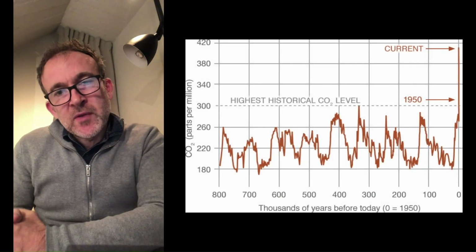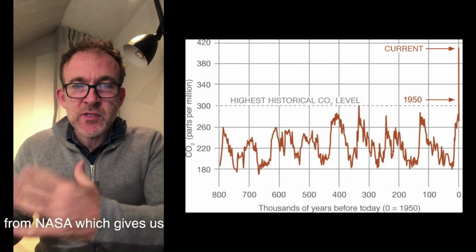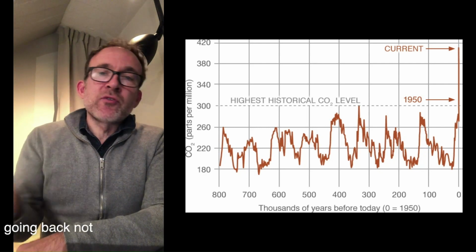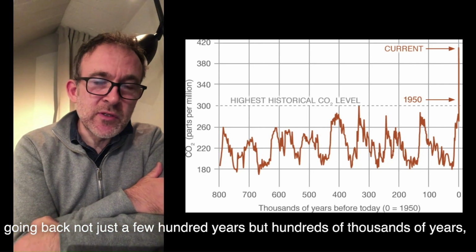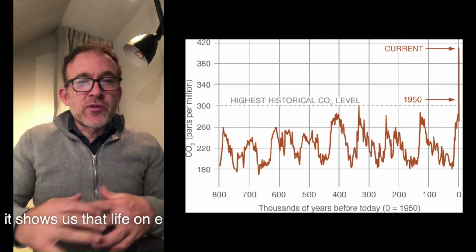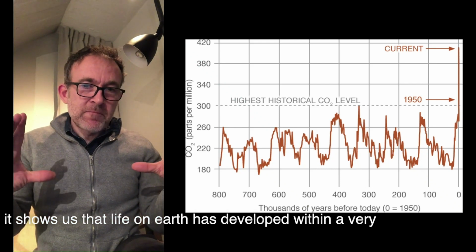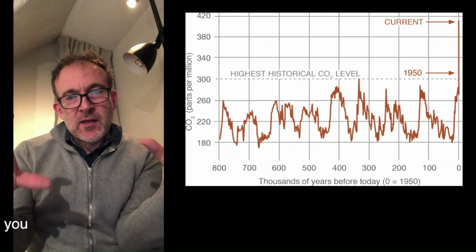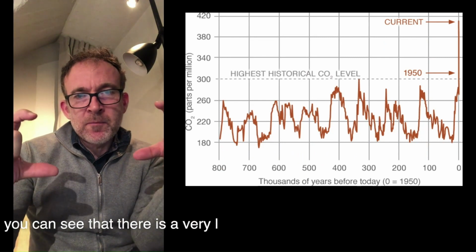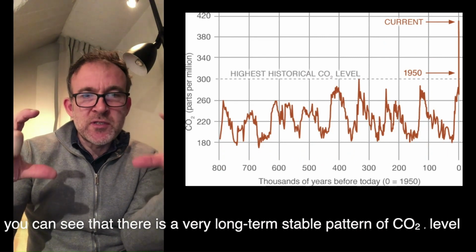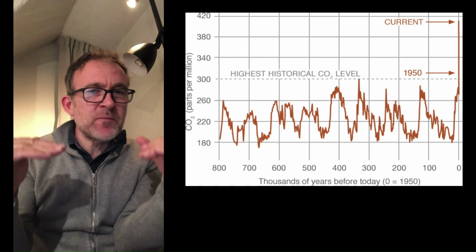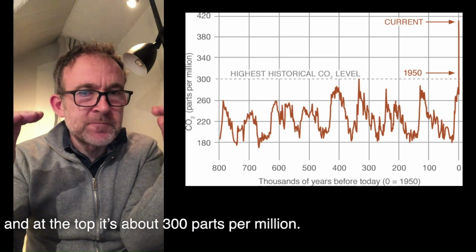Now, if you look at the graph, the famous graph from NASA, which gives us a landscape view of CO2 levels in the atmosphere going back not just a few hundred years, but hundreds of thousands of years, it shows us that life on Earth has developed within a very stable bandwidth. So when you look at that graph, you can see that there's a very long-term stable pattern of CO2 levels, and at the bottom it's around 200 parts per million, and at the top is about 300 parts per million.